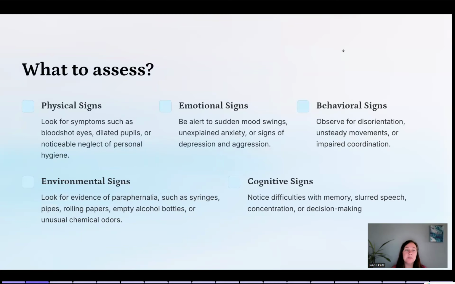So let's look first at what to assess. We want to look at physical signs. Look for symptoms such as bloodshot eyes, dilated pupils, or noticeable neglect of personal hygiene.